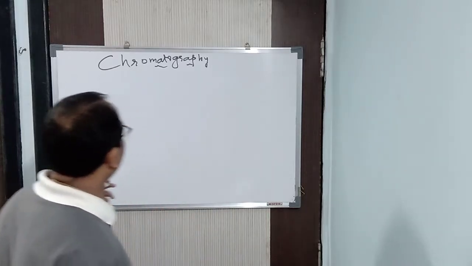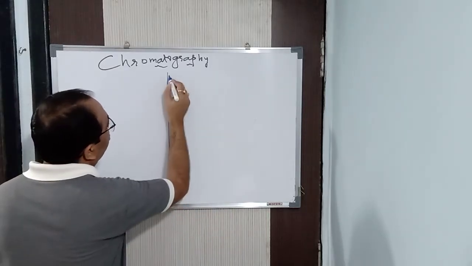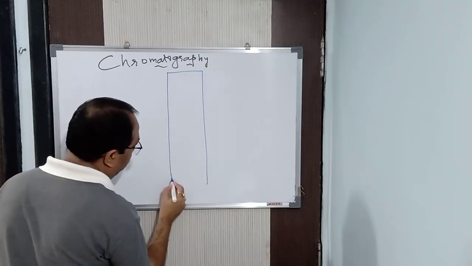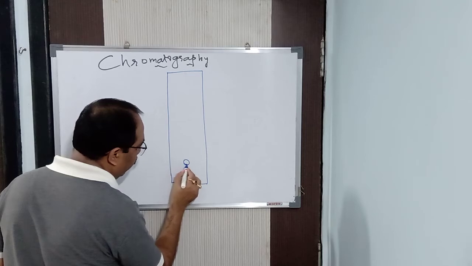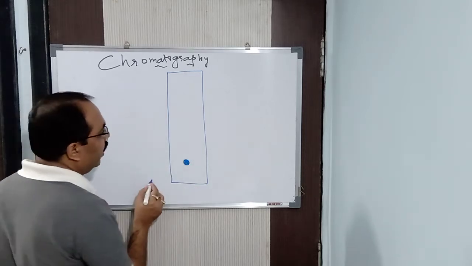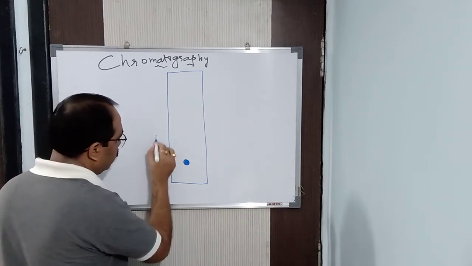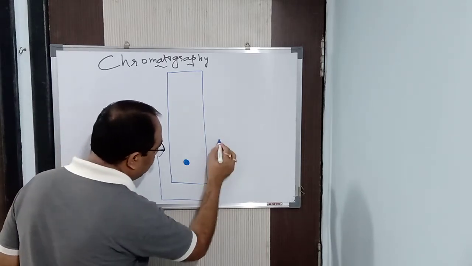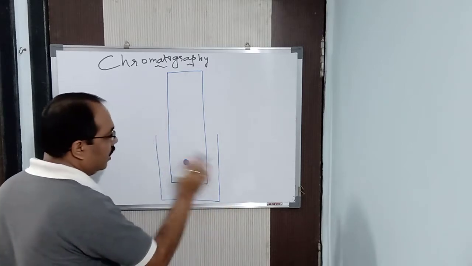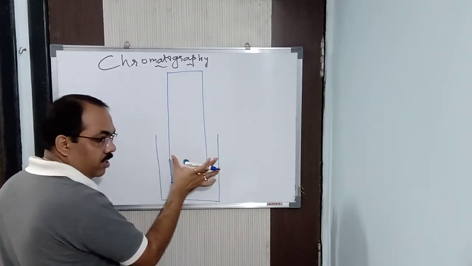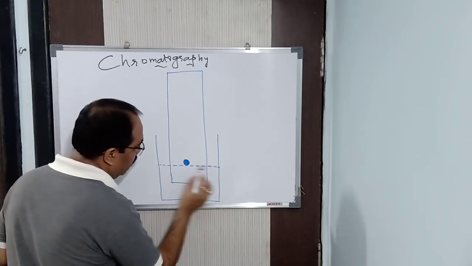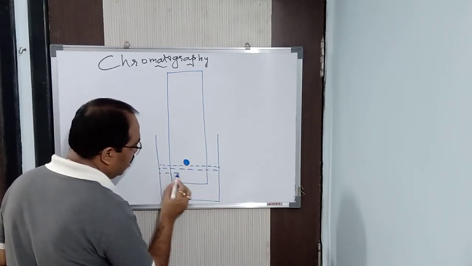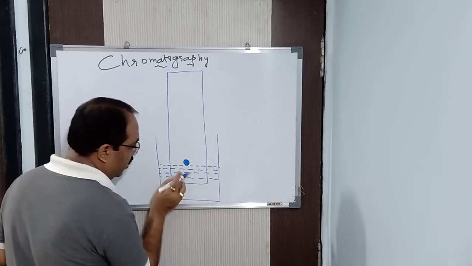For that, you need to take a filter paper at least 15 centimeters long, and drop some ink somewhere at the bottom. Suppose I am putting a drop of blue ink here. Now I will take this filter paper strip and immerse it in water in a beaker or a flask. I will immerse it in such a manner that the ink is just above the surface of the water. You can see it here.